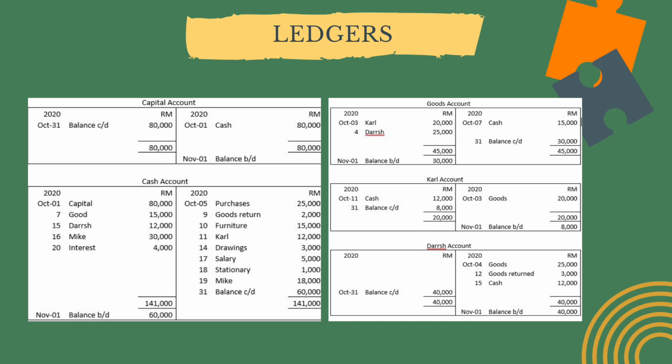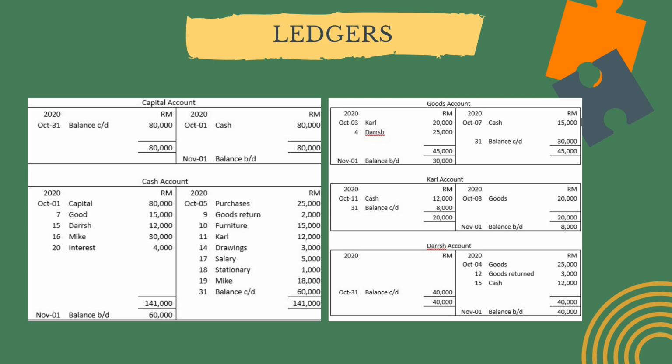The second account is the cash account. For debit is 141,000. For credit is 141,000. The account is balanced. The next account is the goods account. For debit is 45,000.